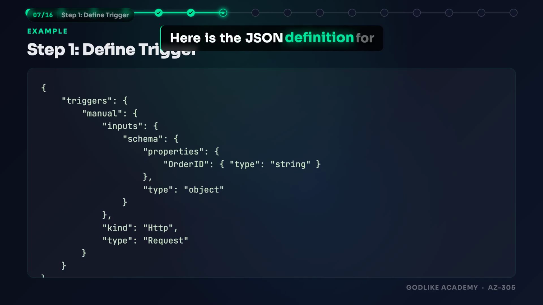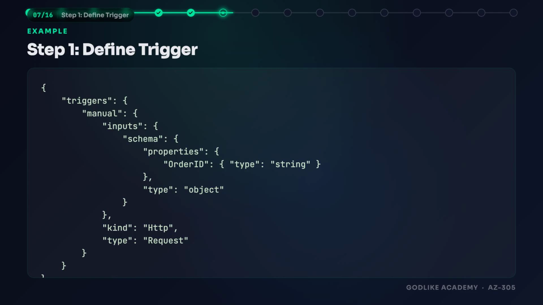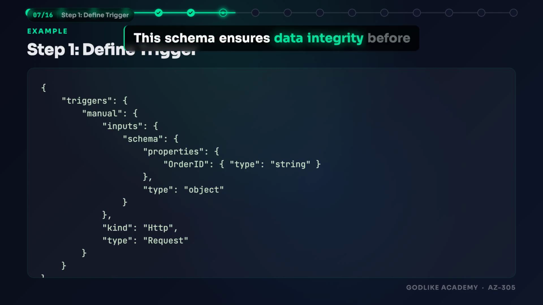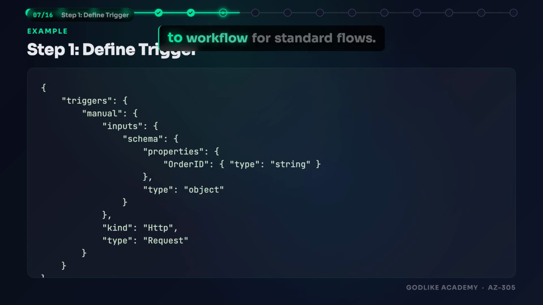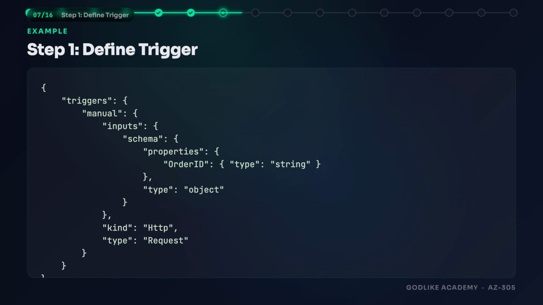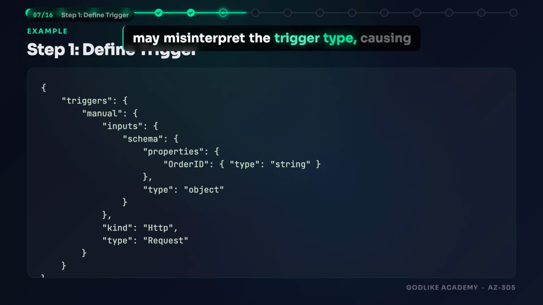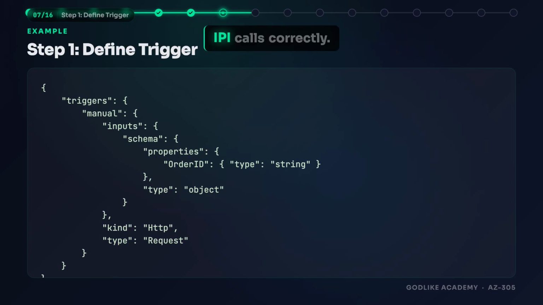Here is the JSON definition for an HTTP trigger. Notice the triggers block specifying the method and a schema validating fields like orderId. This schema ensures data integrity before execution. The kind property must be set to workflow for standard flows. If you omit kind, the runtime may misinterpret the trigger type, causing deployment failures in Bicep scripts and preventing the workflow from responding to API calls correctly.